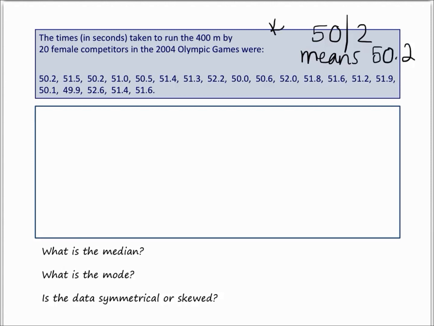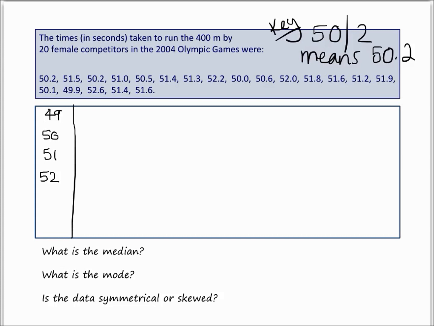So that would be our key there. Okay, so when I set this up now, my stems, I'm going to be taking a look at the first 2 digits. So the lowest one I have there is 49. So I'm going from 49, 50, 51 up to 52. That's the highest one I have there.